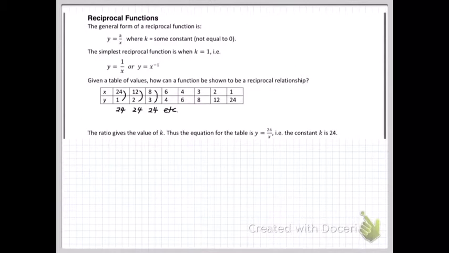Now, I actually found a mistake on the sheet. The word ratio should actually be product, so the sentence should read the product of x and y gives the value of k, because k is a constant, and the equation is given in this case by y equals 24 over x, because the constant is k equals 24.